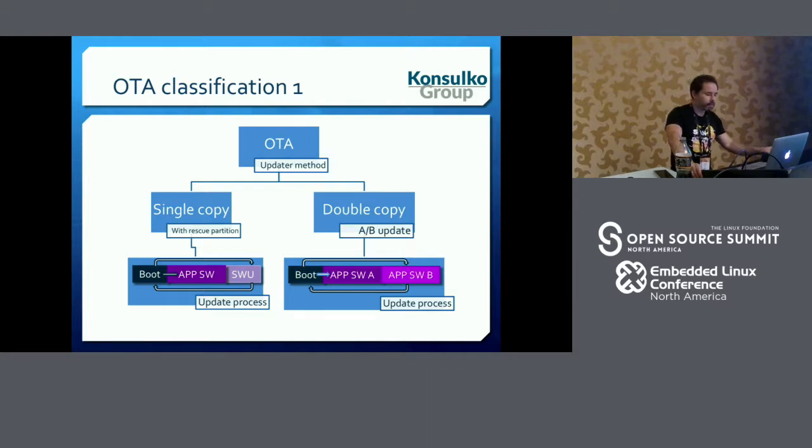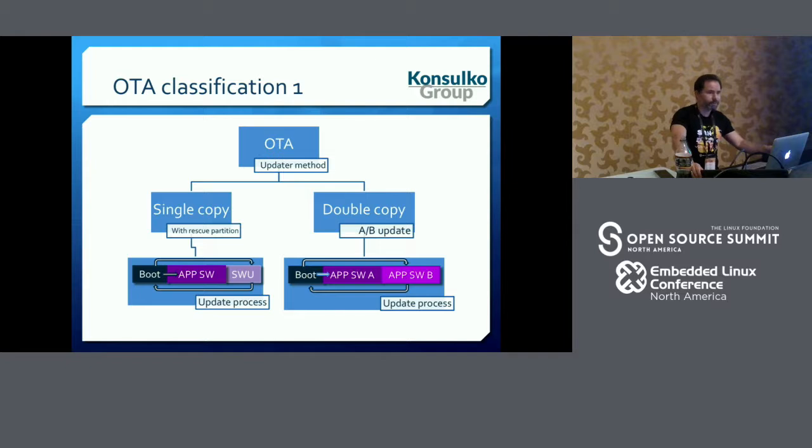If we're dealing with a single copy, then you have to reboot in order to apply an update. Once the update patch is there, you need to reboot into the bootloader, which detects that an update should be going on. Then it calls into the software updater, abbreviated as SWU in the left rectangle. When it finishes its work, it reboots into the bootloader again, and then the new bright and shiny application software is there to be started.